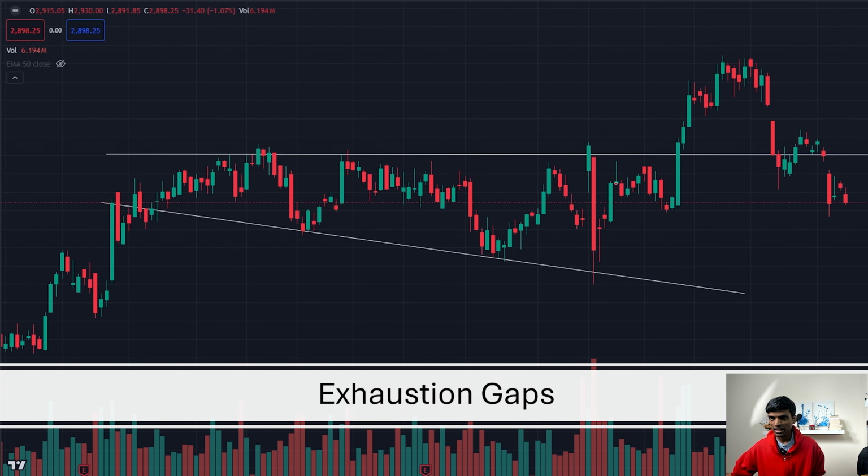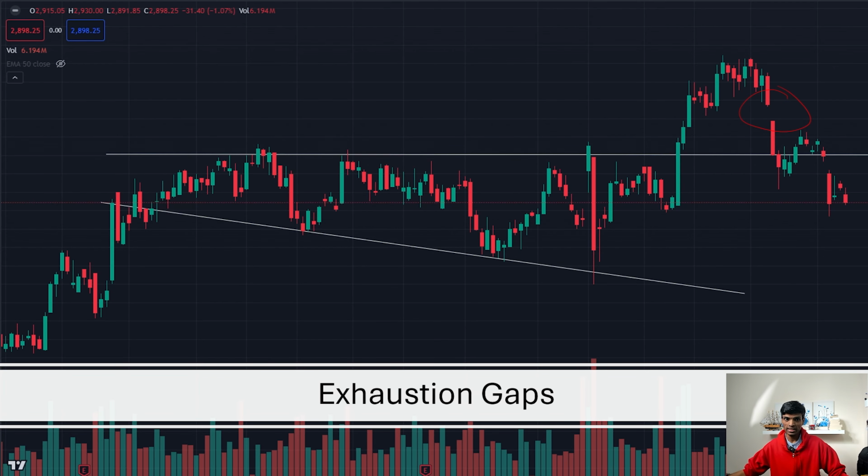Now the last but not the least is the exhaustion gap. Like I said, first we went through the common gap, then the breakaway gap, then the runway gap, and then the exhaustion gap. From the name itself, we can say why it is called exhaustion, because this normally happens when there is a change in the trend. If you notice over here, there is a gap, and then it starts with a sell signal, with high selling volume.